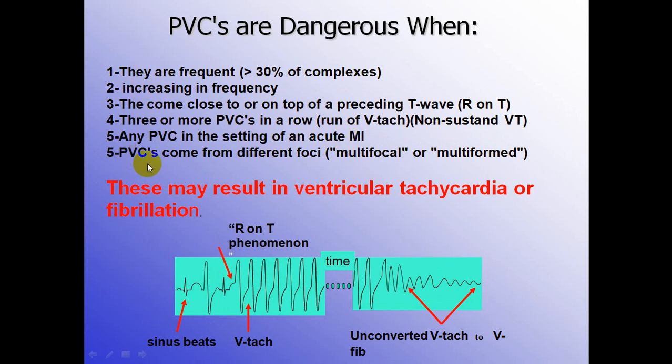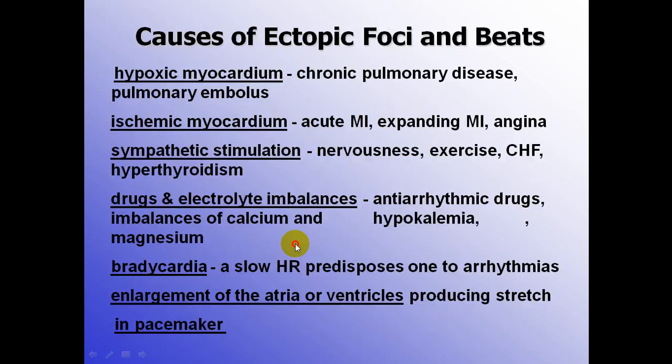Premature ventricular contractions come from different foci: multifocal and multiformed, with multiple shapes and morphologies. These may result in ventricular tachycardia or even ventricular fibrillation.